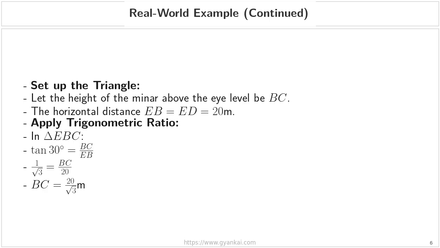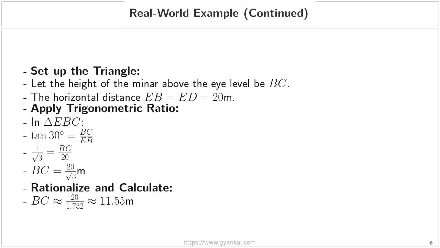of 3 meters. Finally, to make this number useful, we need to rationalize and calculate the decimal value. If we take the square root of 3 to be approximately 1.732, then 20 divided by 1.732 gives us a partial height of approximately 11.55 meters.